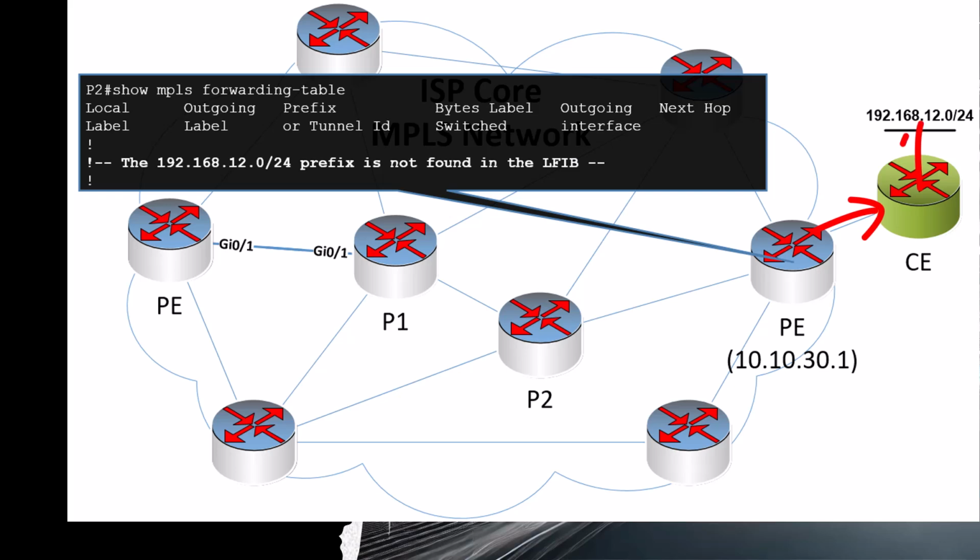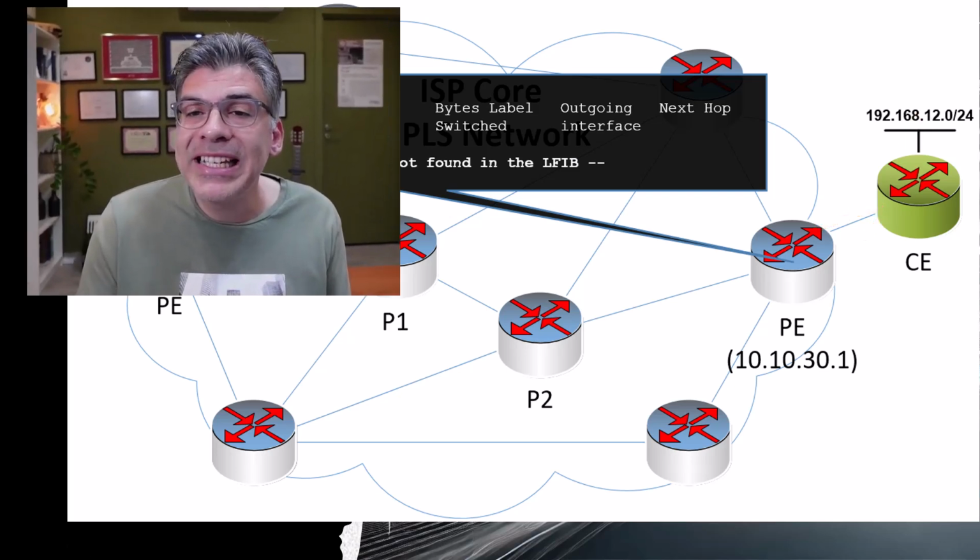So hopefully going through this process, you can see how LDP works, how labels are exchanged, how the LFIB is populated, and how local and remote labels are used to allow MPLS to operate.